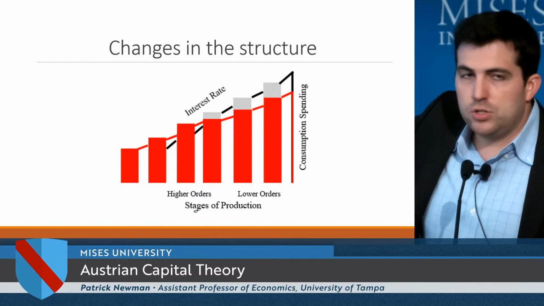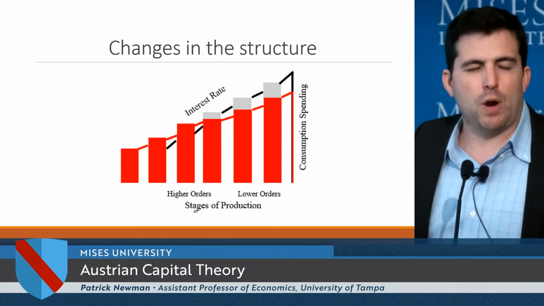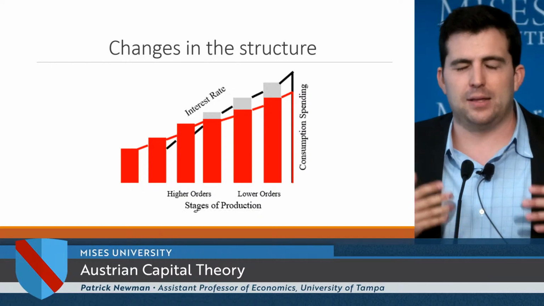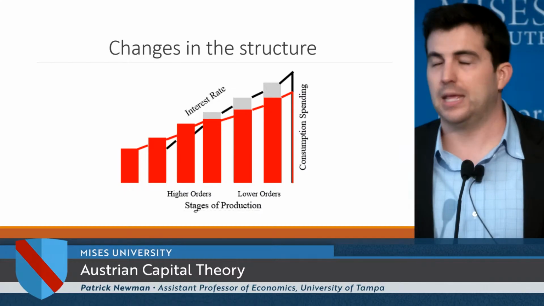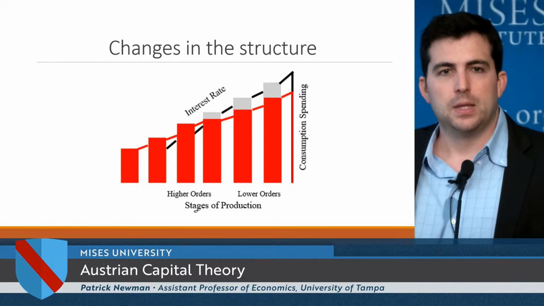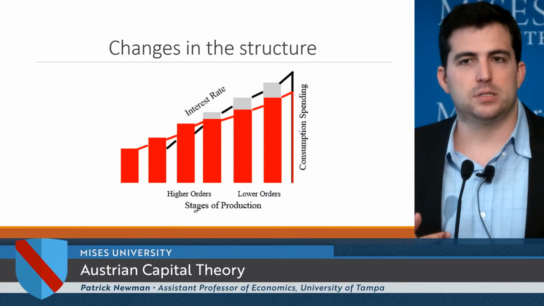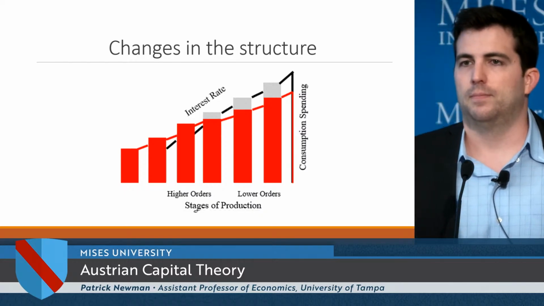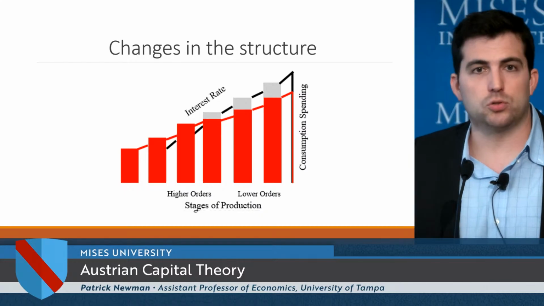So the overall result is that the slope of the trapezoid actually flattens out. And that reflects the lower interest rate. People have lower time preferences, so they have a lower premium on present consumption, right? And that is going to lead to a lower interest rate.